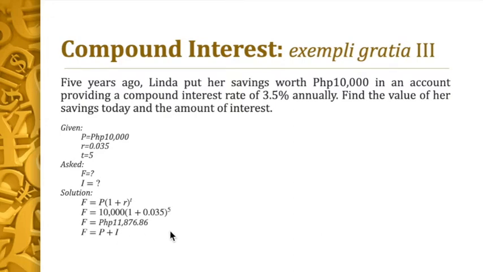Using some algebra, transpose the p to the other side, so we have I equals f minus p. Imagine this p transferred to the other side, or transposed to the other side, it will become minus p, so f minus p equals I. So just rearrange it, so I equals f minus p. So we know our f, our p is given, so we'll simply minus them. So we're going to minus 10,000 from this amount, so that will leave us the interest, which is 1,876 pesos and 86 cents. So that's our interest, and this is our future value. Okay, so that's our example number 3.